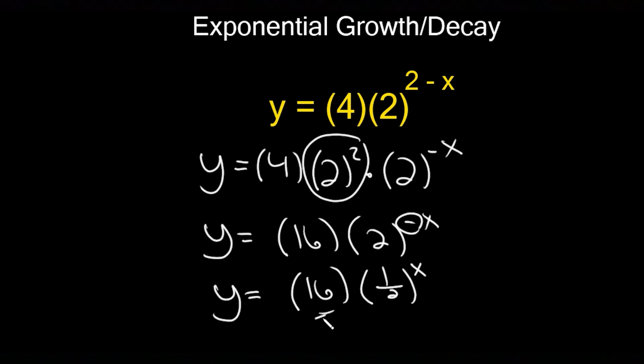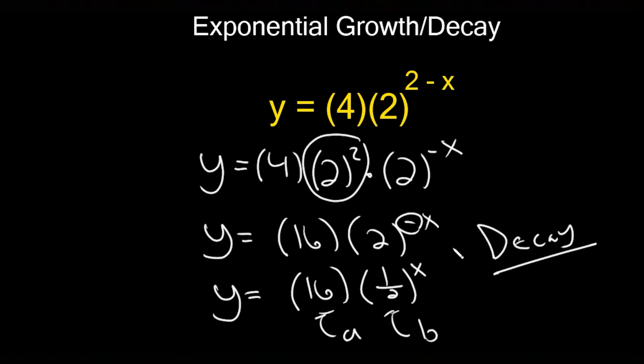So again, here is your a, your y-intercept. Here is your b, your base. My base is in between 0 and 1, meaning I am going to have decay here. Okay, so decay. And again, your y-intercept value will be 16 here, okay?